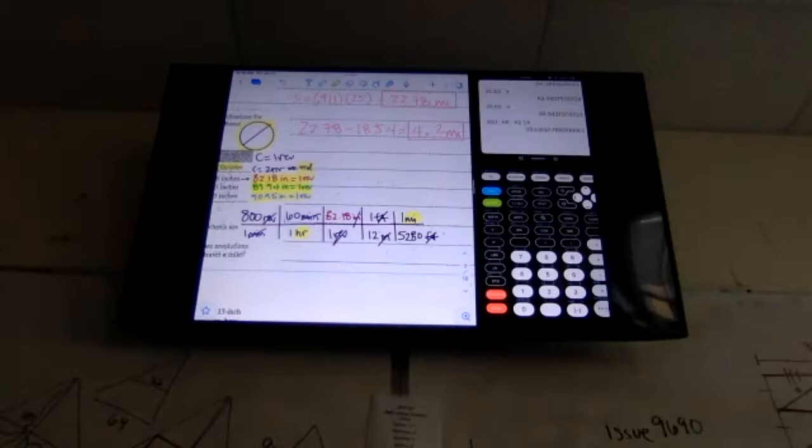Then I'm going to press enter, and then every time I have another number in the bottom, I'm going to divide that number, enter, divide that number, enter. I don't need to divide by 1s, that doesn't do anything. So the first real number I have to divide by is 12, and then the next real number I'm dividing by is 5,280.